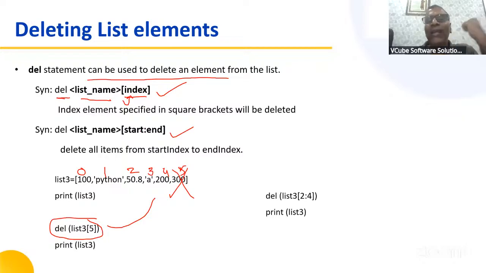For example, if I want to delete multiple elements, what we will do? We will pass two arguments, start index to end index. Here what I am doing? I am passing second index to fourth index. So what will happen? Second index and third index elements will be deleted.